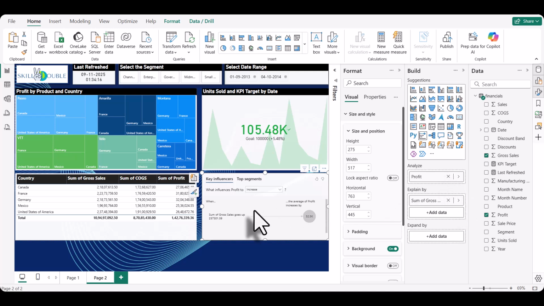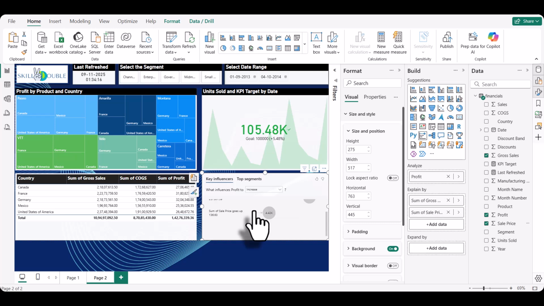So what this key influencer visualization says is, if the sales is going up by $257,301.5, that is $257,301, the average profit increases by $32,000.